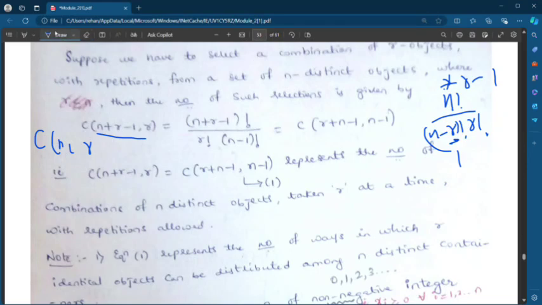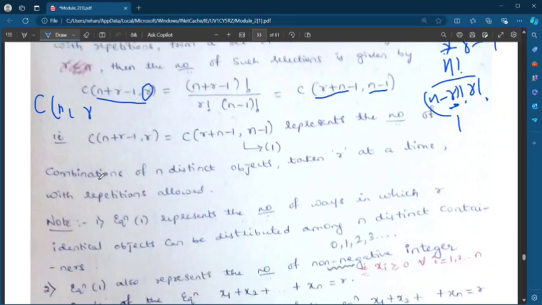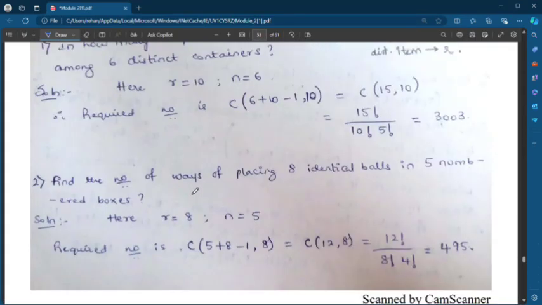You have to remember the formula. Write the formula on a sheet and then remember it. Which is equal to C of R plus n minus 1, comma n minus R... so instead of R, I can simply write it as n minus 1. Now C of n plus R minus 1 comma R is equal to C of R plus n minus 1 comma n minus 1. So this is one equation. It represents the number of combinations of n distinct objects taken R at a time with repetitions allowed. Now we will go for the first question.